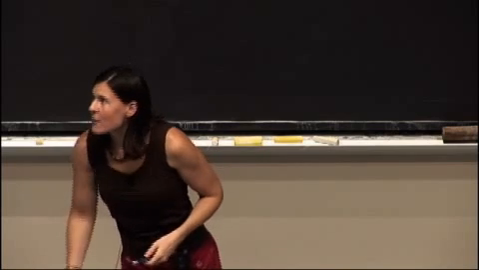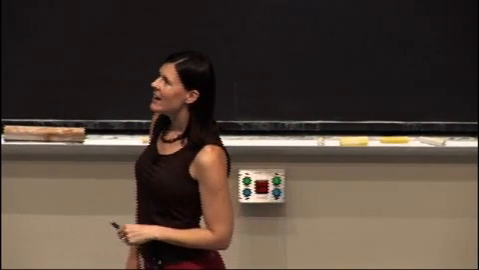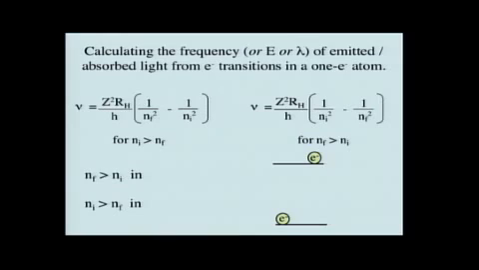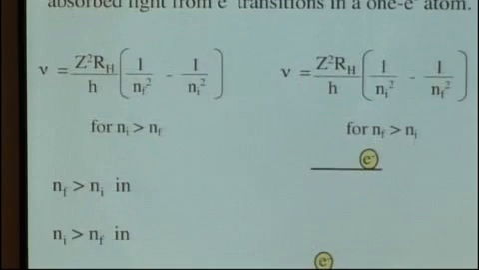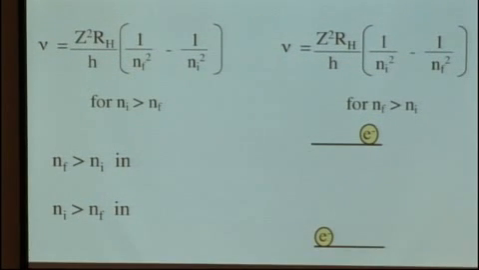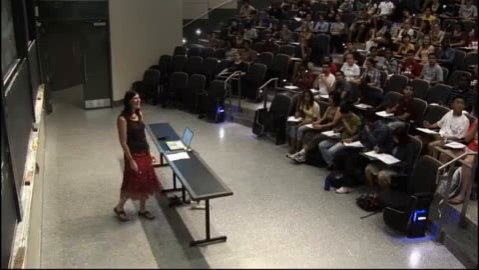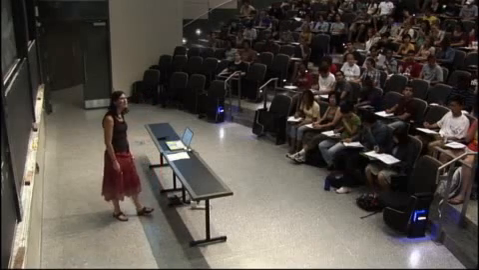So just to finish our review of what we talked about on Friday, when we're thinking about transitions between two different states, and we're talking about a situation where the final state, the N final, is greater than the N initial, in this case, are we talking about absorption or are we talking about emission? Hearing a little bit of a mix here. In fact, we're talking about absorption.